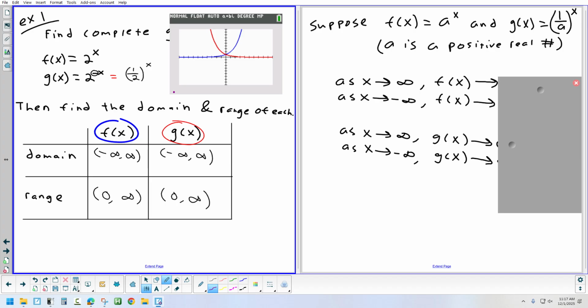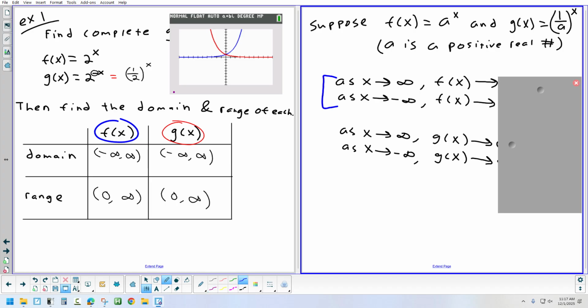Okay, so a to the x, that is similar to the blue one. You could just change the steepness if you change a. And g of x is similar to the red one. Again, you could change the steepness if you change a. So as x approaches infinity, and we'll do each one at a time, it's asking you what happens to the y value in every case. So on the blue graph, what happens to the y value as x approaches infinity?